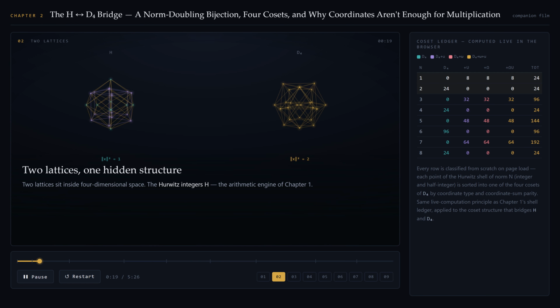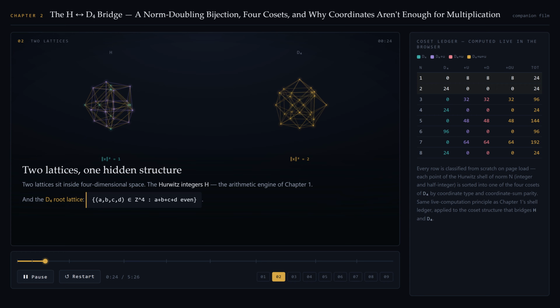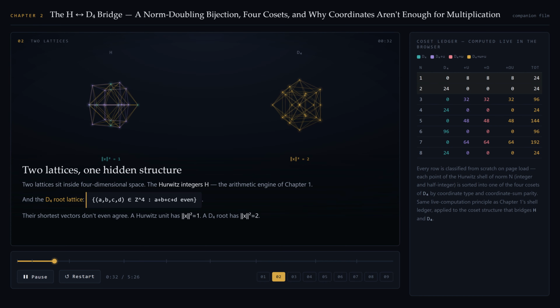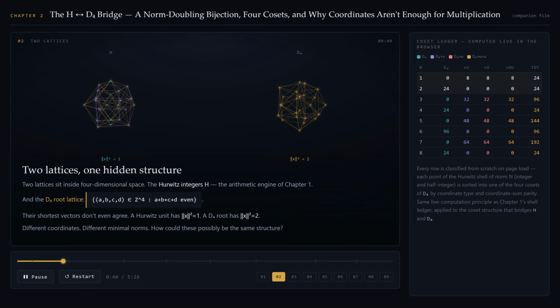Two lattices sit inside four-dimensional space: the Hurwitz integers, H, the arithmetic engine of Chapter 1, and the D4 root lattice, the set of integer four-tuples (a, b, c, d) whose coordinate sum is even. Their shortest vectors don't even agree.